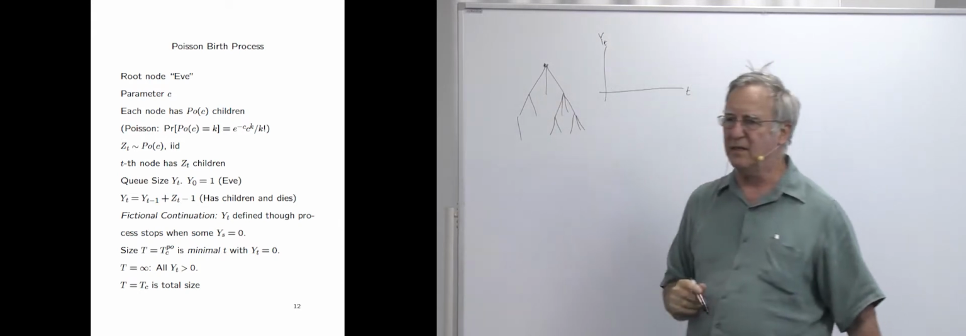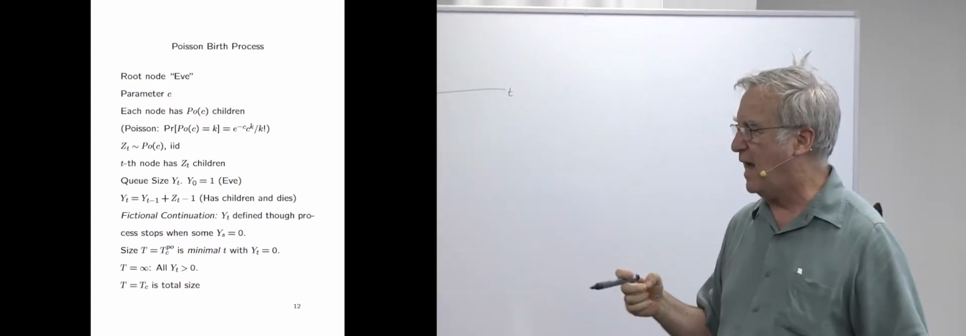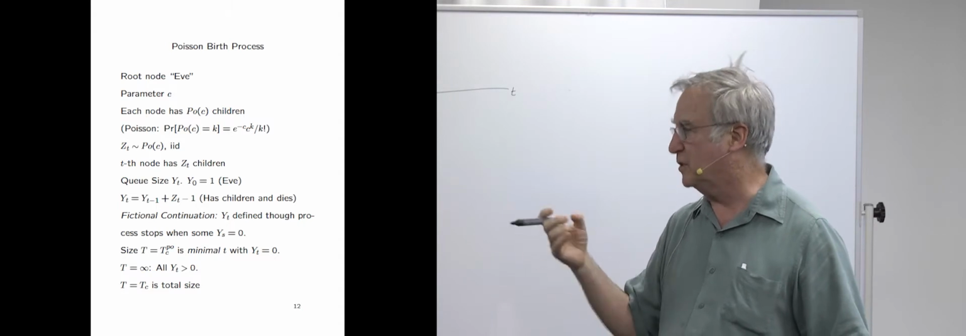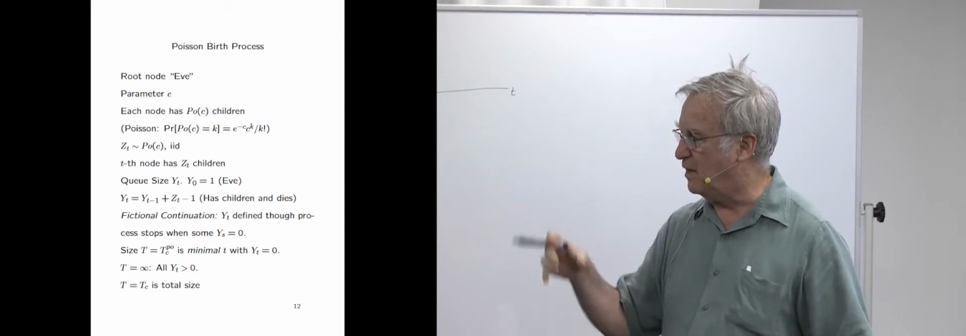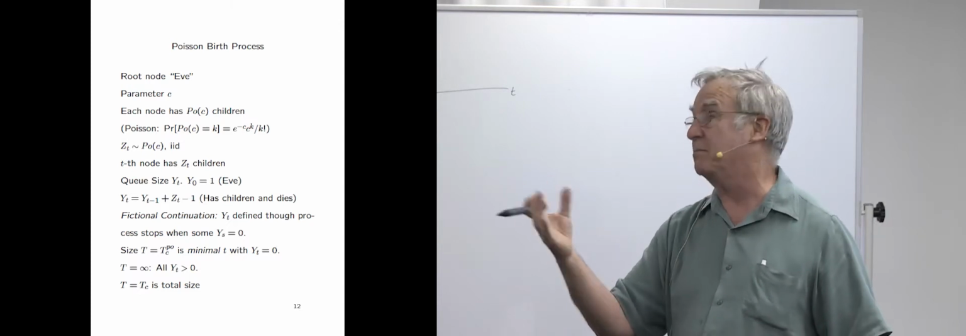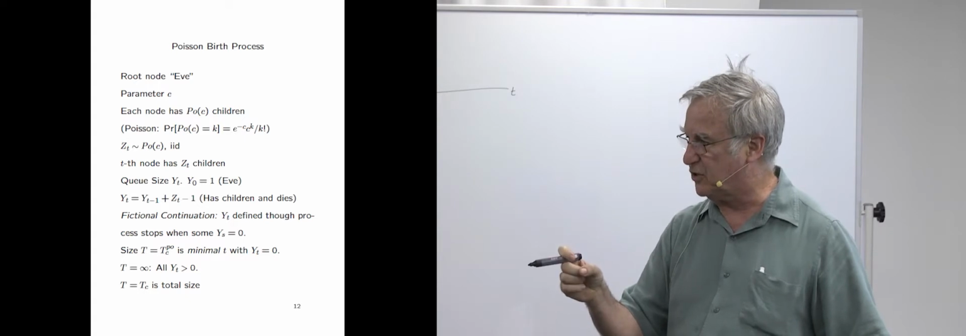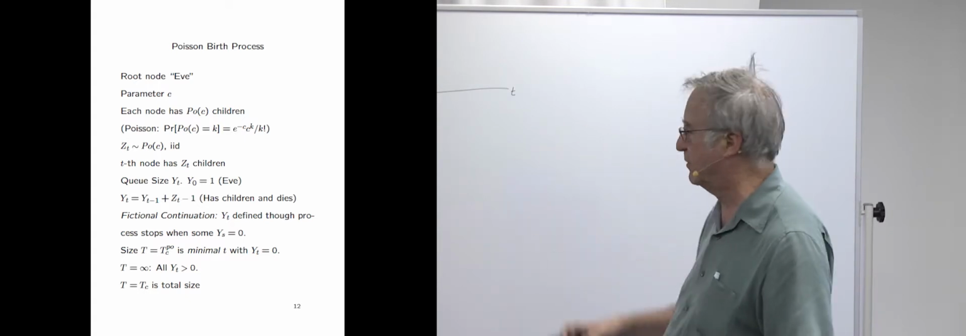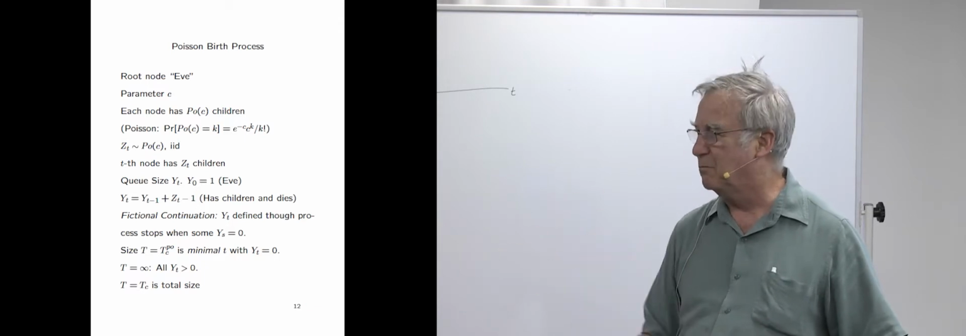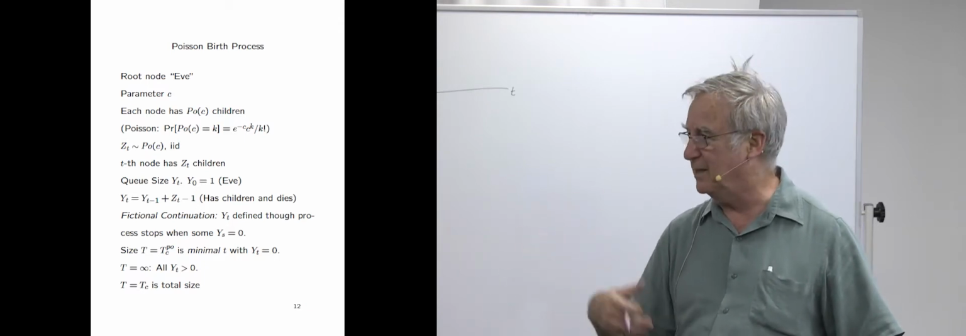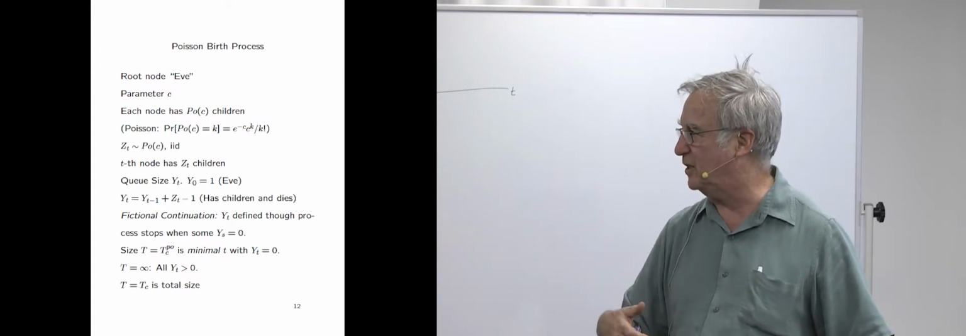The way I like to look at it is as follows. Eve has her children, which is Poisson with mean C, and then she dies. And then we take the next person. Of course, maybe it ended. Maybe she had no children. But then we take the next child. Think of it as breadth first search. We take the next one. She has Poisson C children, and then she dies. And then the next one has Poisson C children, and she dies.